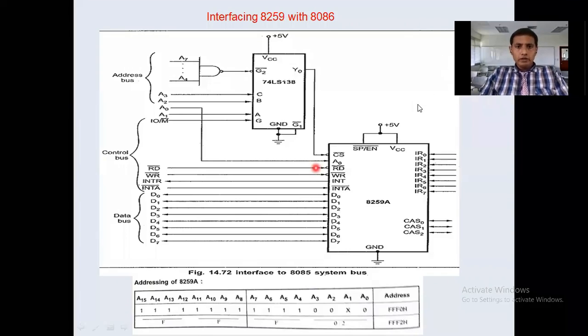Let us see here. This is your 8259, and this is your 8086. See, all these signals are coming from 8086. Okay, this is your address decoder, IC number 74LS138. What is the role of the address decoder?